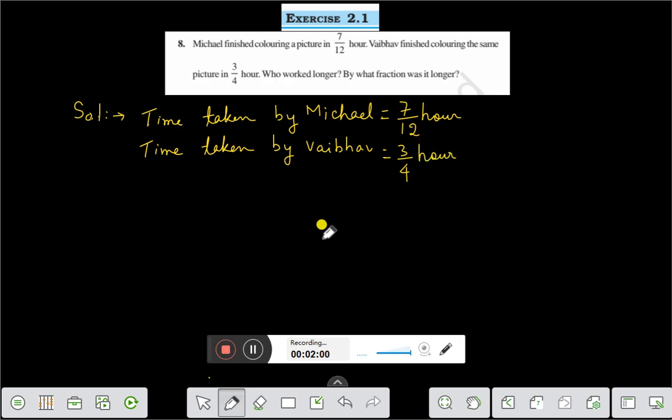Right? Now who worked longer? Since the denominator is not same, we cannot say who worked longer. Therefore, we make the denominator same. Suppose this is the time taken by Michael, that is M, and time taken by Vaibhav is V. That means we have to make the denominator same to get which one is larger. Michael, 7 by 12, not 3 by 12, it is 7 by 12.